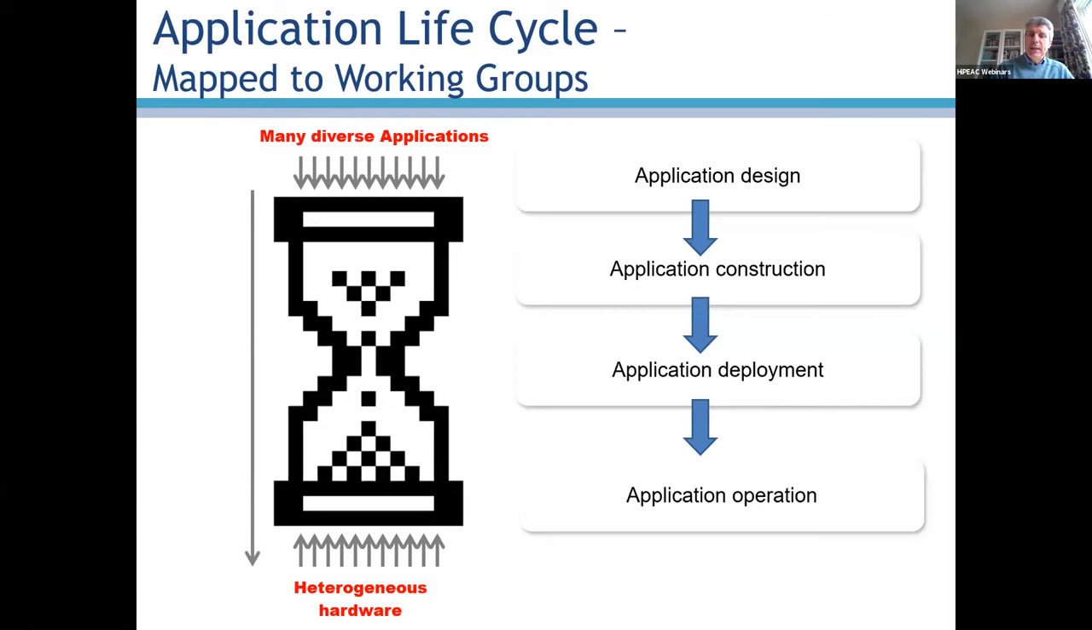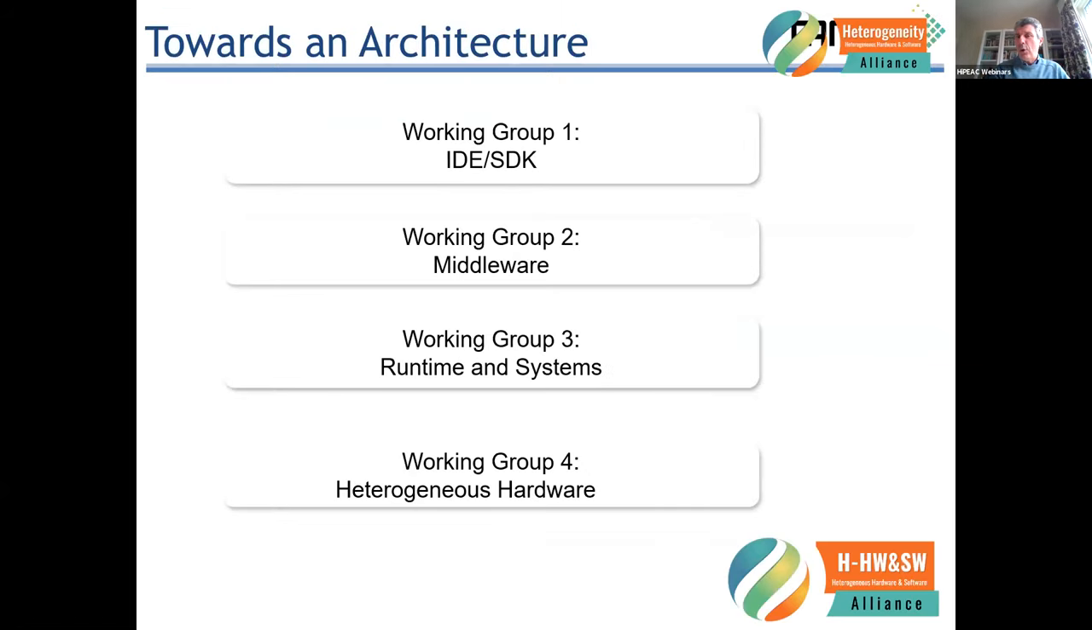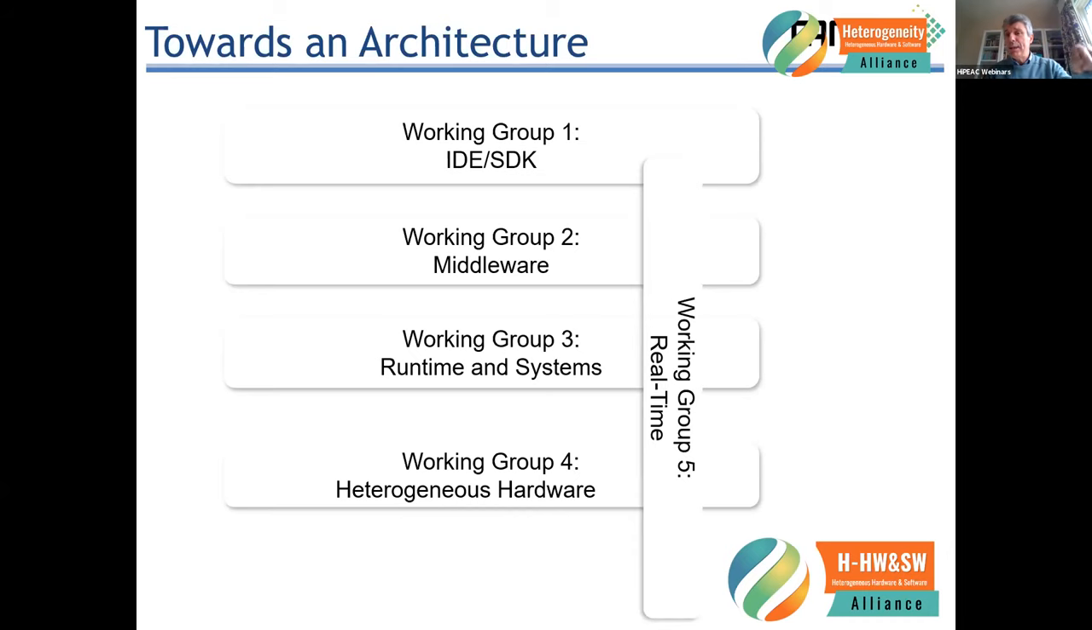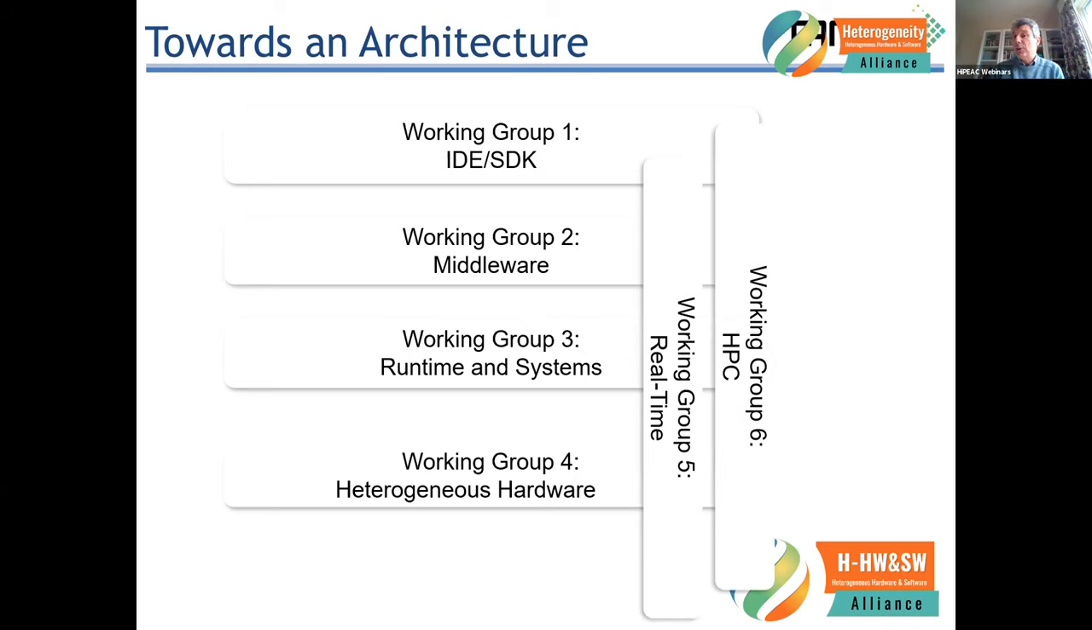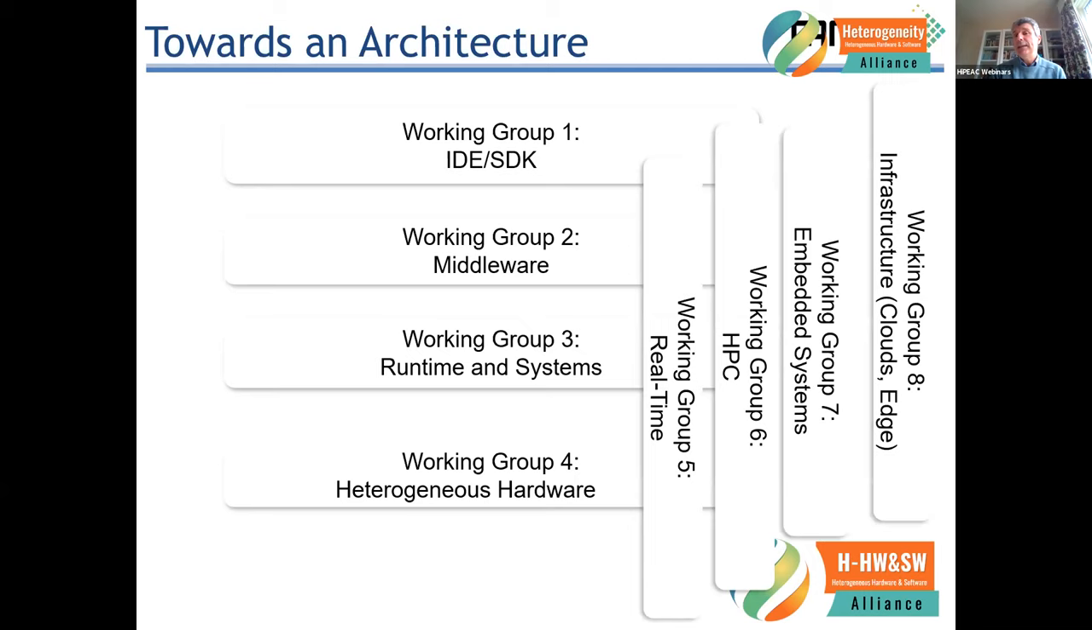From there, we moved into a more formal way of working, and we put in place a number of working groups, such as those interested in IDEs and SDKs, the middleware, runtime and systems, and the heterogeneous hardware. Looking at these four main groups, we realized that we could actually do better because you could have a vertical interest in exploiting the heterogeneity within these working groups, but looking, for example, at the aspect of real time, the aspect of HPC, the aspect of embedded systems, and the aspect of the more general architectures and platforms, for example, clouds and edge computing.